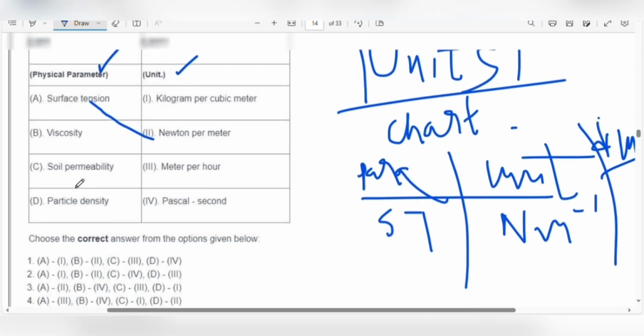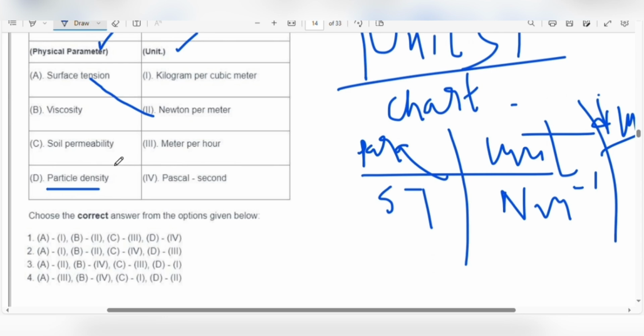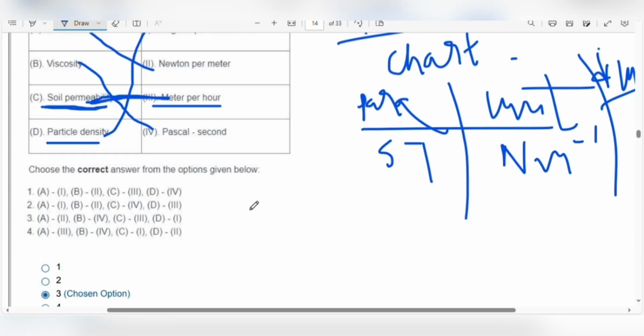And here we have particle density. The unit of density is gram per cc, megagram per meter cube, or kilogram per cubic meter. Both will be correct. Not a problem. And soil permeability. Permeability means infiltration, how far the soil is permeable, and that will be, as you can see, meter per hour. How far the water is traveling per unit time, that is meter per hour. And viscosity is Pascal second.